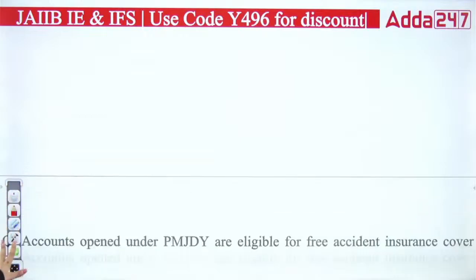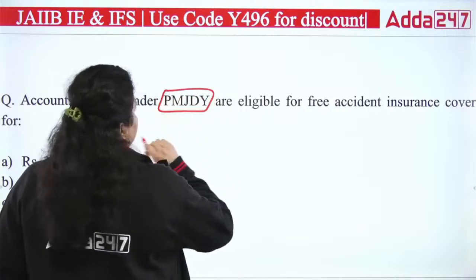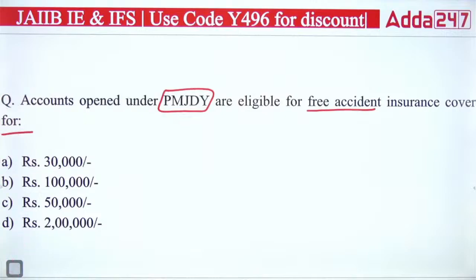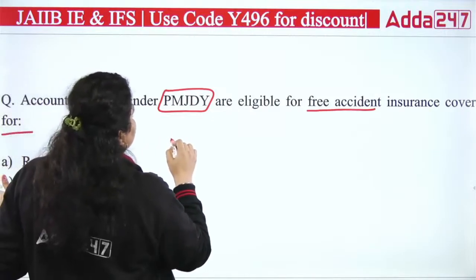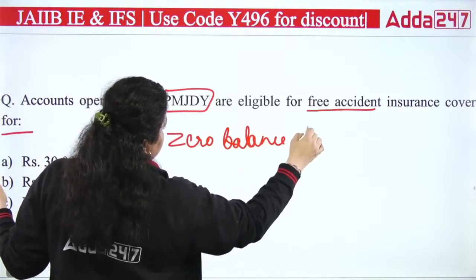Okay. Now, the third question is talking about accounts opened under Pradhan Mantri Jan Dhan Yojana. They are eligible for free accident insurance cover for what amount? Okay, so we are talking here about Pradhan Mantri Jan Dhan Yojana, and I guess everybody has heard about this scheme. Pradhan Mantri Jan Dhan Yojana is a very famous scheme of the Government of India in which certain features have been defined. So first of all, it provides a zero balance account.